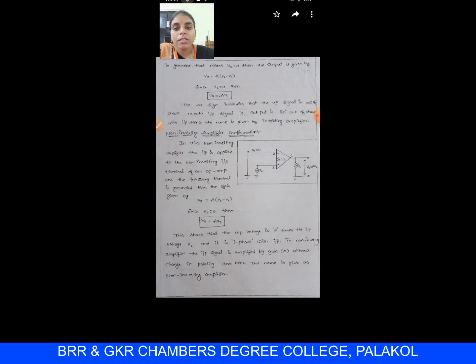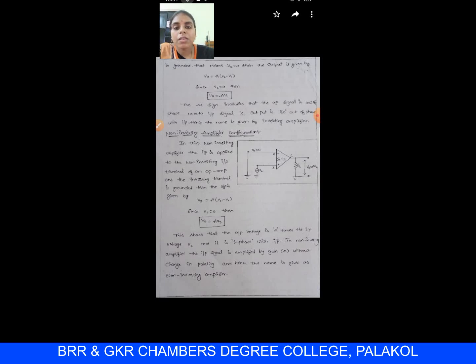Then the output is given by V0 directly proportional to V2 minus V1. We already know that V0 is equal to A into (V2 minus V1). Here V2 is the non-inverting source. Since the non-inverting terminal is grounded, V2 is equal to 0, then V0 is equal to minus A into V1. Here the negative sign indicates that the output signal is out of phase with respect to the input signal. That is, the output is 180 degrees out of phase with the input.